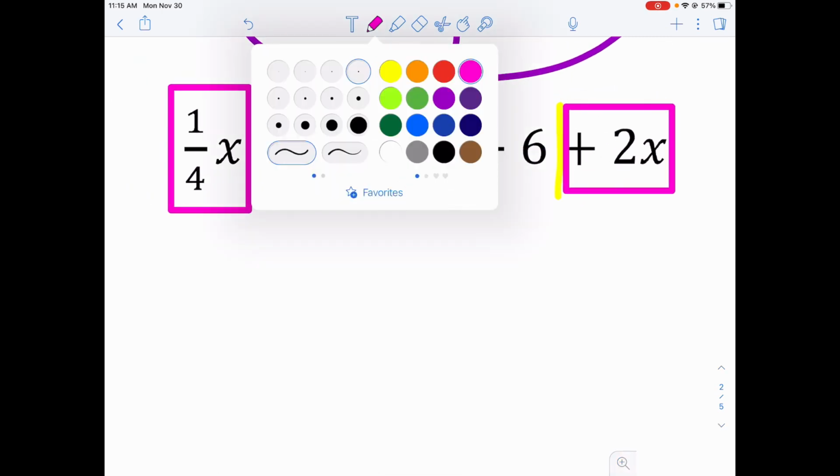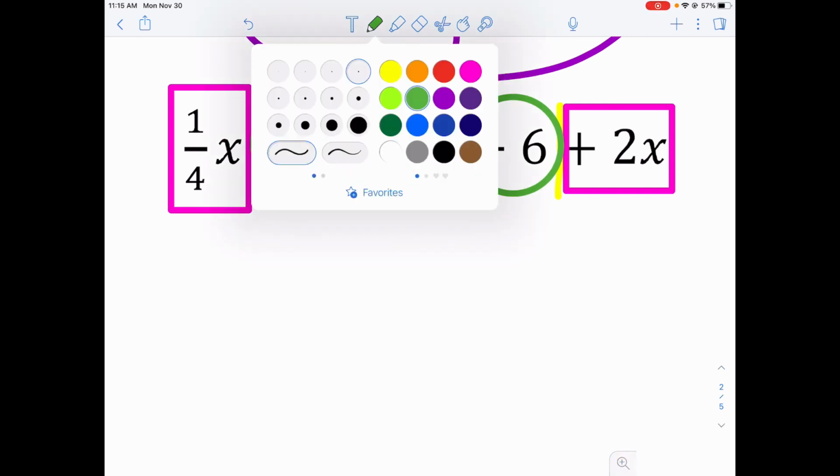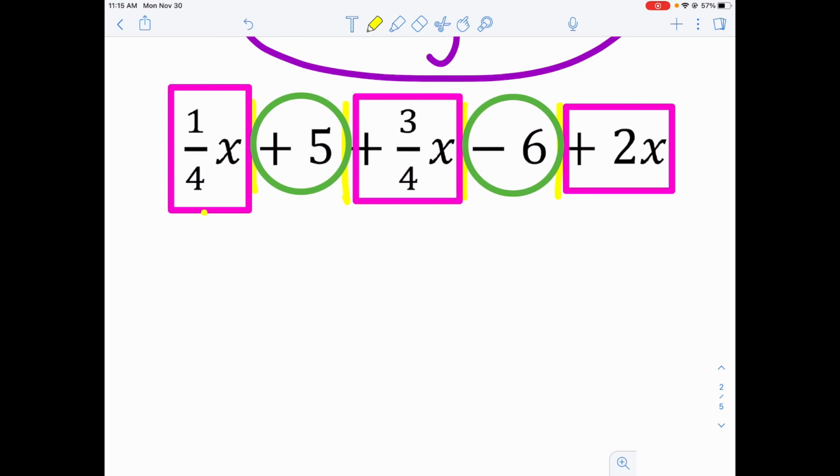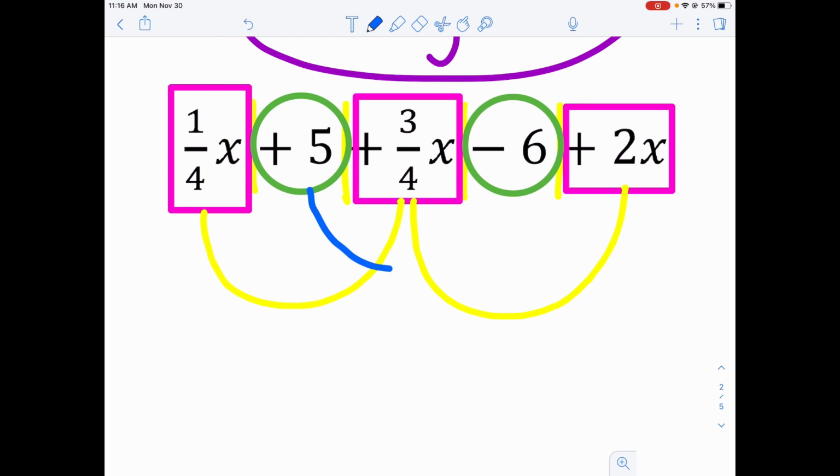Now I'm going to go back through, and I'm going to circle positive 5. Positive 5 is a constant. Negative 6 is also a constant, so I'm going to go ahead and circle that one. Oh, that's not a circle. There we go. Now we go through and we link our like terms. So notice this time that I actually have 3 like terms that I would need to link together for that. And then I'm actually going to change colors here too. I have these two like terms that I would be linking together.